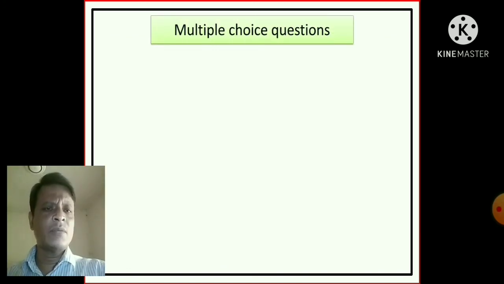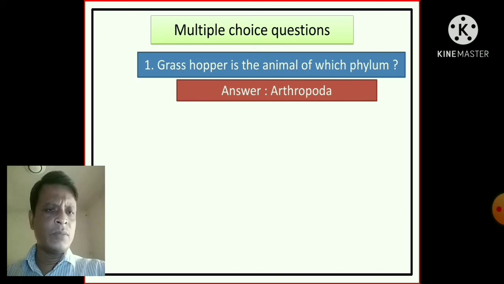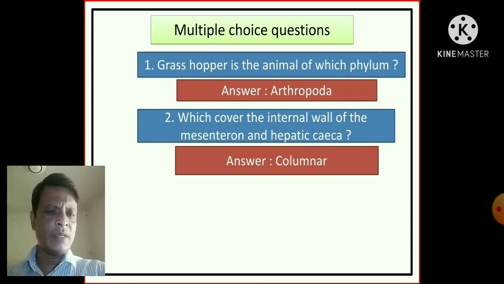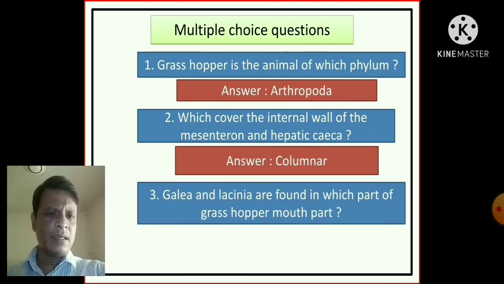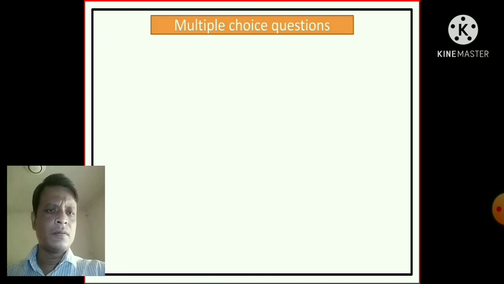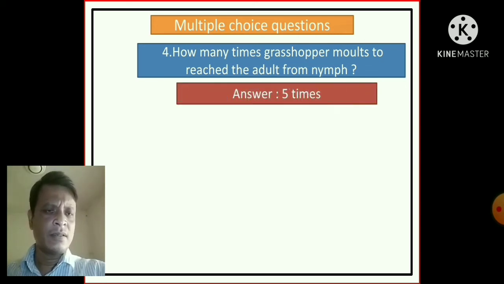Now let's discuss the multiple choice questions. Number one, the grasshopper is an animal of which phylum? The right answer is Arthropoda. Number two, which cells cover the internal wall of the mesenteric and hepatic ceca? The right answer is columnar epithelial cells. Number three, galea and lacinia are found in which part of the grasshopper mouth parts? The right answer is maxilla. Number four, how many times does a grasshopper molt to reach adult from nymph? The right answer is 5 times.